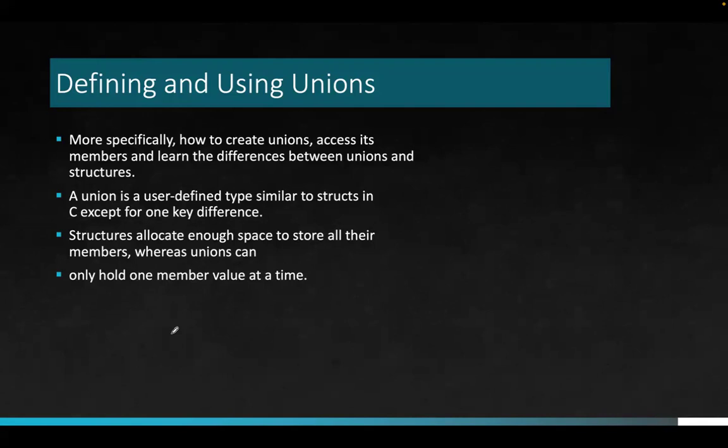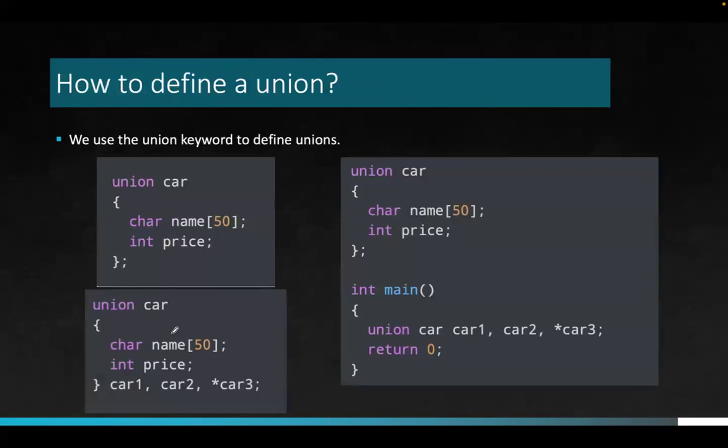Everything remains the same. But what happens here is that a structure allocates enough space to store all its members, whereas a union can only hold one member value at a time. It just holds one member at a time. How can you define a union? It's similar to a structure. The only difference is the keyword: for a structure you have to use the struct keyword, and for a union you have to use the union keyword.